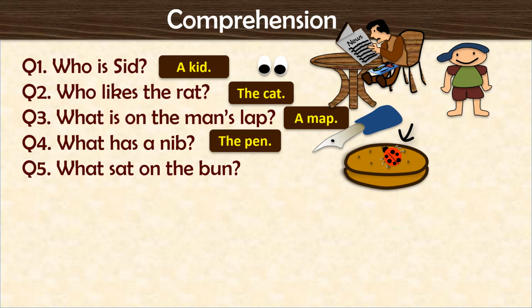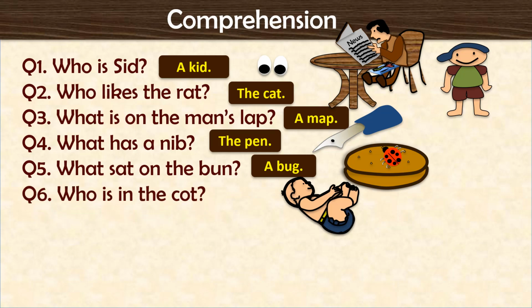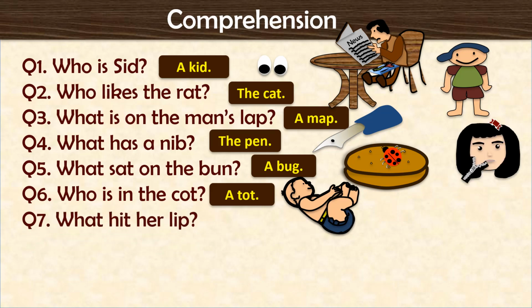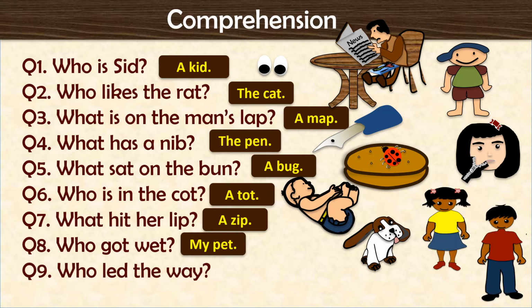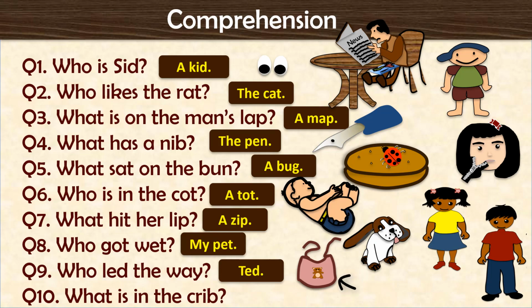What sat on the bun? A bug. Who is in the cot? A tot. What hit her lip? A zip. Who got wet? My pet. Who led the way? Ted. What is in the crib? A bib.